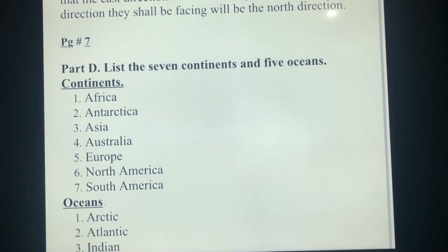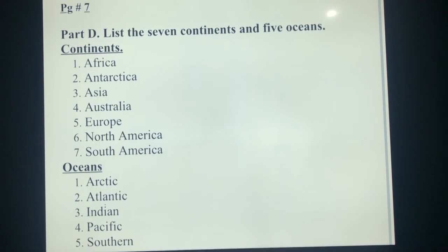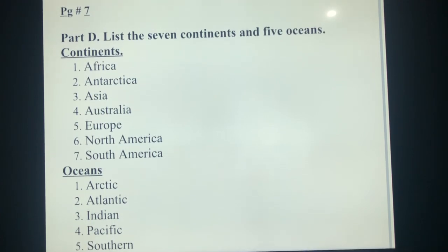Where I list the 7 continents. You can easily see. I have shown you the video regarding that, so it will help you, and the oceans as well. So you have seen the video. Now this question number 7 part D, which consists of the continents and the oceans, would be very clear to you.